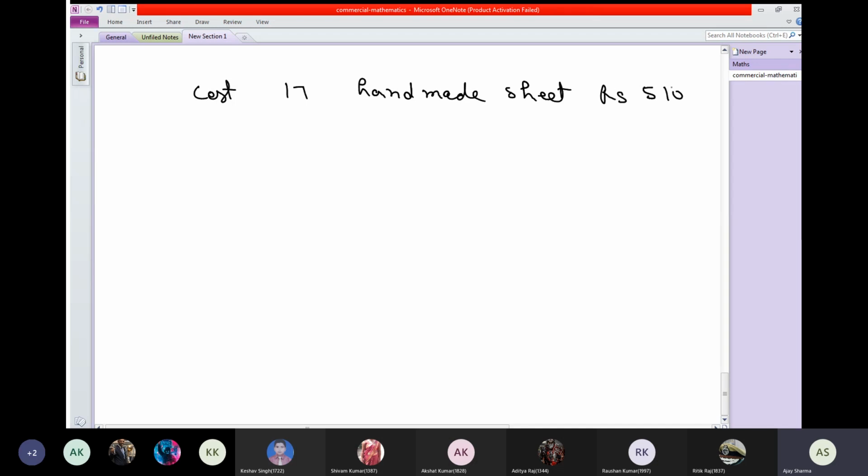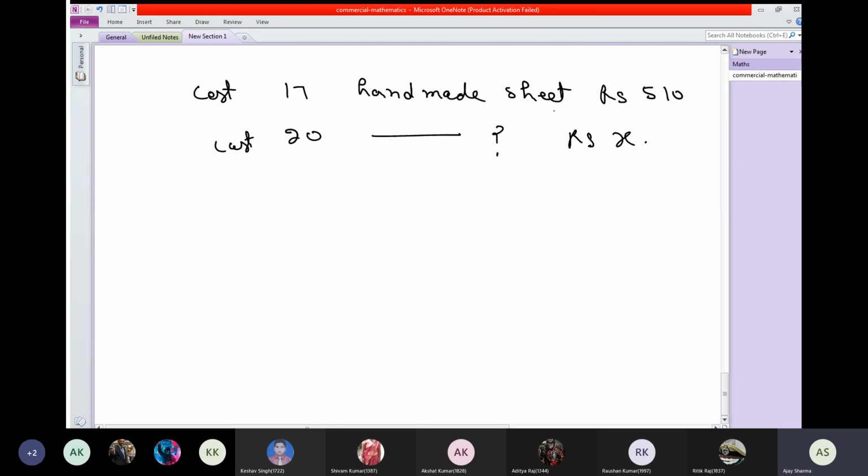Rupees 510. Now what do they ask? The cost of 20 such sheets. Now tell me how we can find the cost of 20 such sheets. We cannot use the unitary method. Now let the cost of 20 handmade sheets be x rupees. Now what do you see?